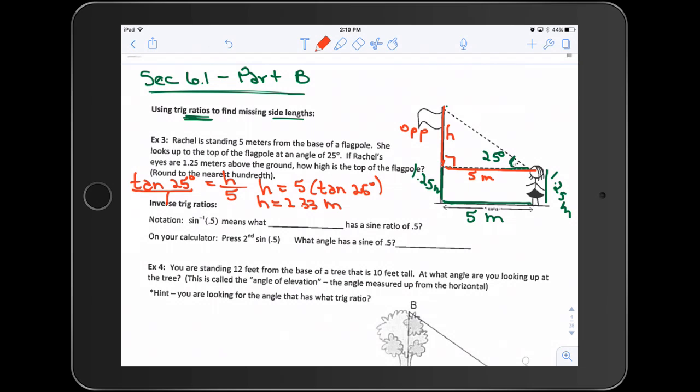Now with that said, that's the part of the red flagpole. Now we want to add the two lengths together. When we add the 1.25 meters plus the 2.33 meters, we end up with the height of the flagpole is 3.58 meters. Notice it did say round to the nearest hundredth, so we're doing that. And of course it's an application problem, so we put a unit on it.